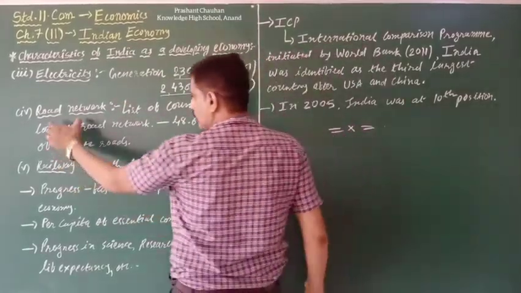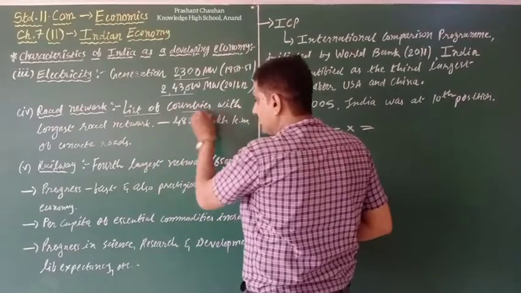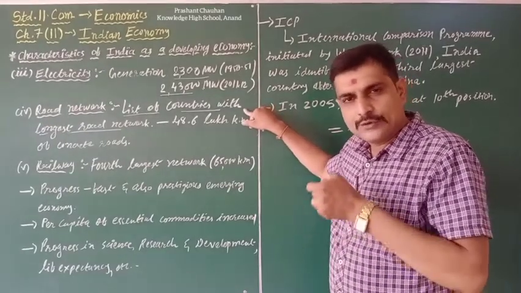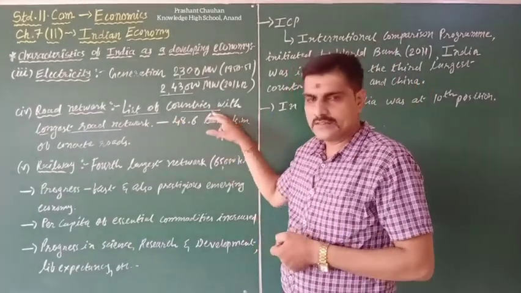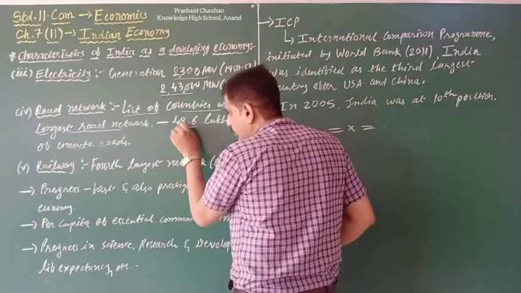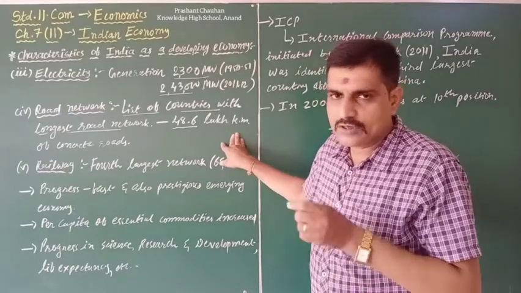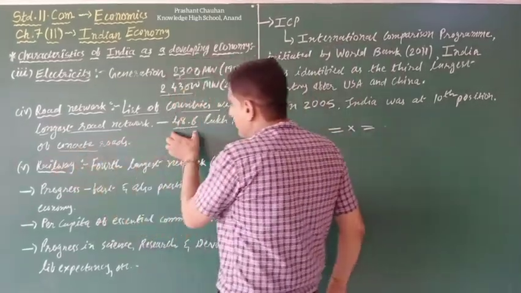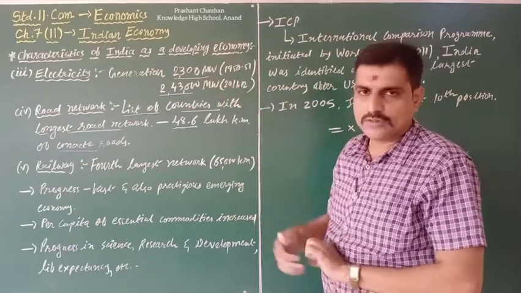Next one is the road network, right? There is a list of the countries with the largest and longest road networks, such as the USA, UK and other developed countries. In comparison with those countries, our country is in the list of the longest road networks, with 48.6 lakh kilometers of concrete or surfaced road. They are not giving information on unsurfaced road, but the surfaced roads are approximately 48.6 lakh. That is a good achievement of our country, right? That is part of a developing economy.